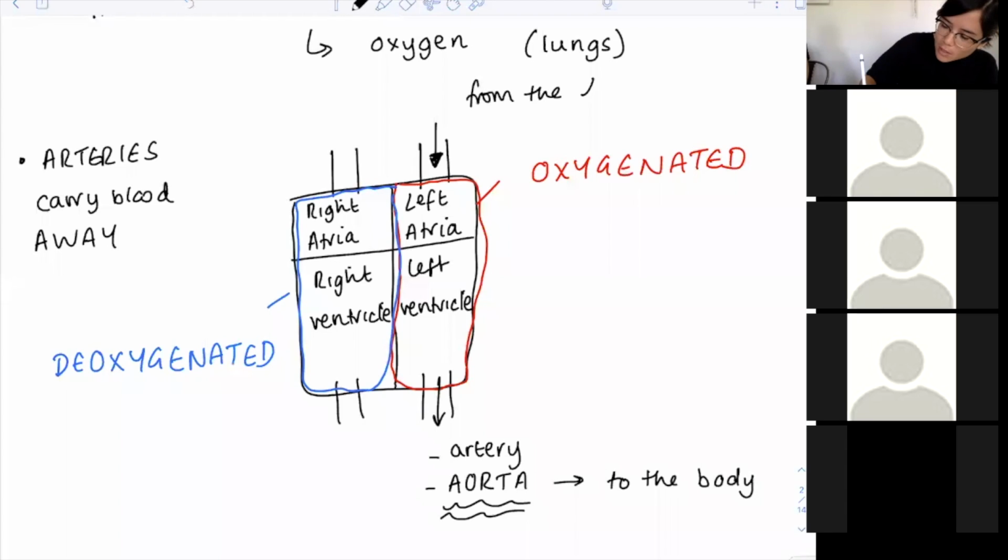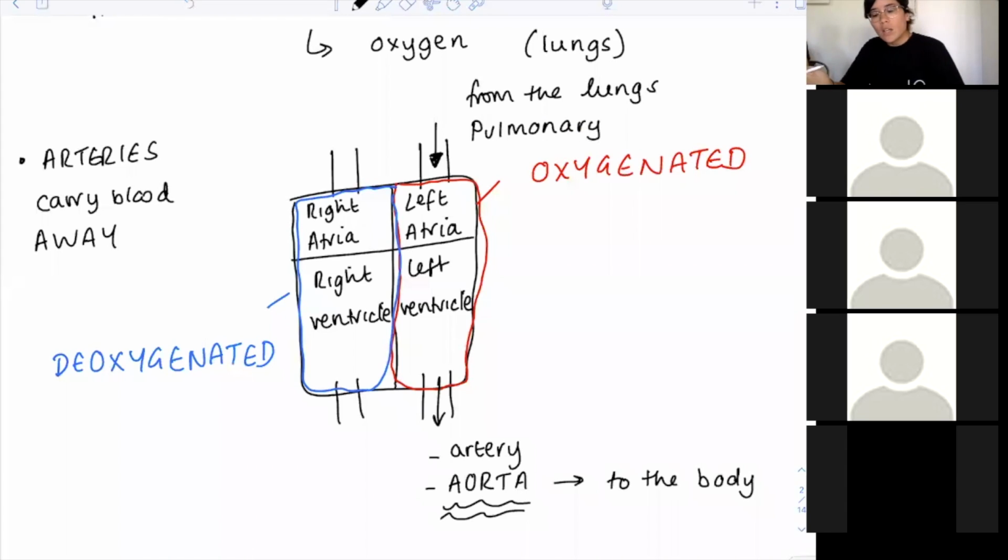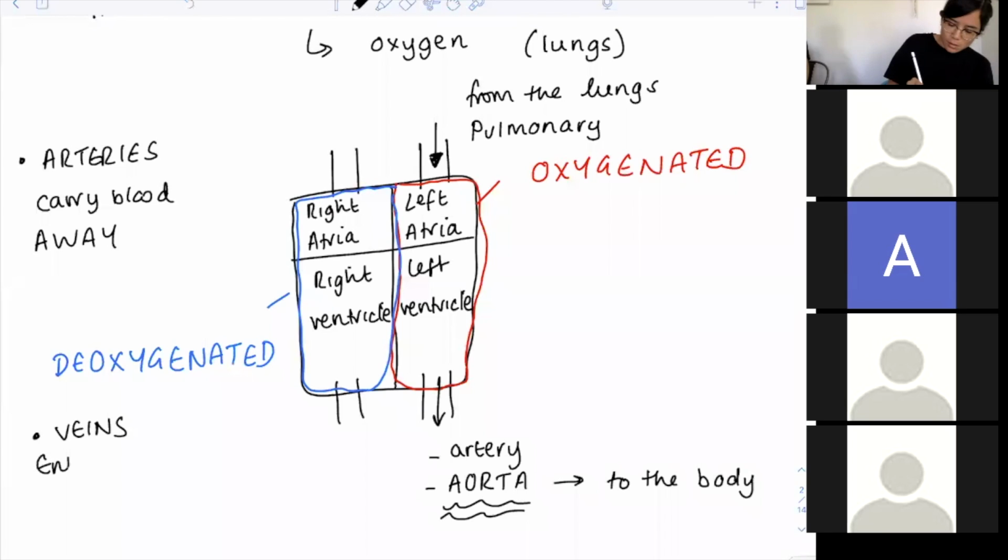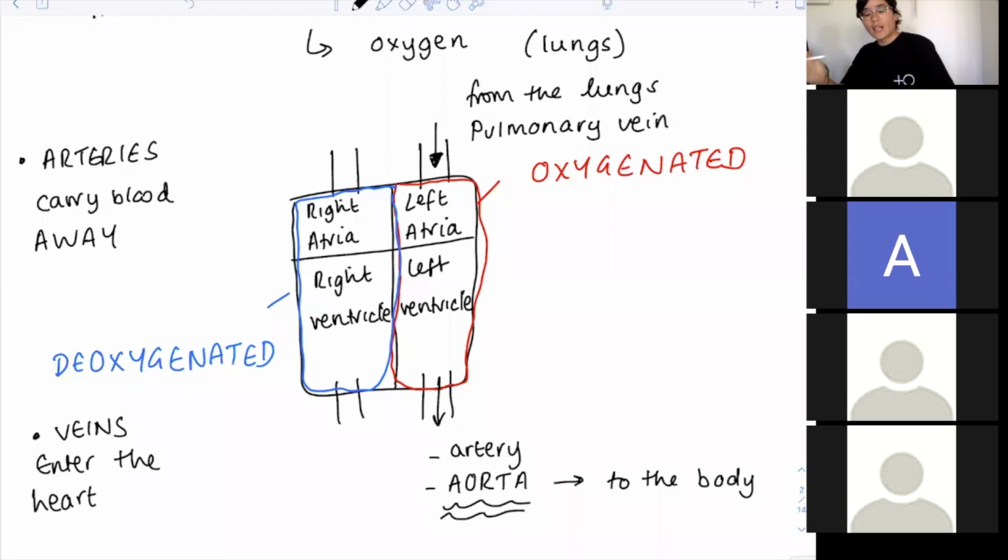Now, it's really important that you understand that the word pulmonary means relating to the lungs. And so we know that the vessels coming into the heart are the veins. So by definition, therefore, what is the name of the vessel supplying the left atria? Well, it's the pulmonary vein. Okay, so it's carrying oxygenated blood away from the lungs and it's transporting it into the left atria.